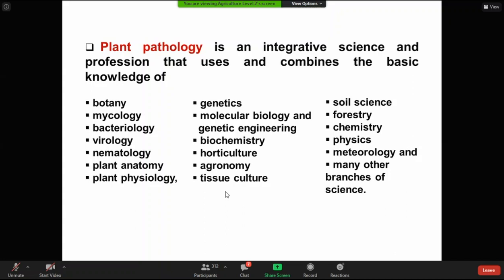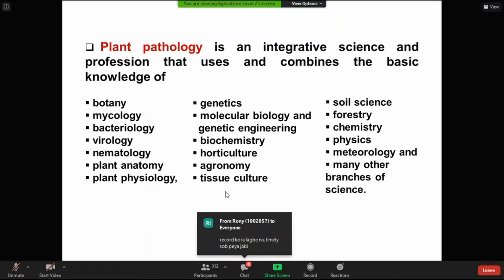That's why in this modern definition they say it's an integrative science and profession. Profession means you will give some service to the community or to the farmers. Clear?